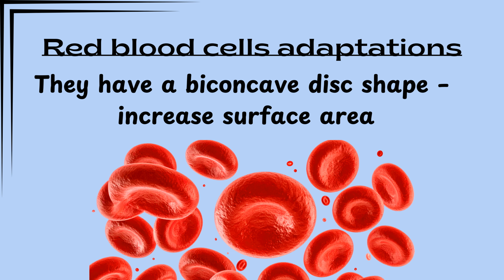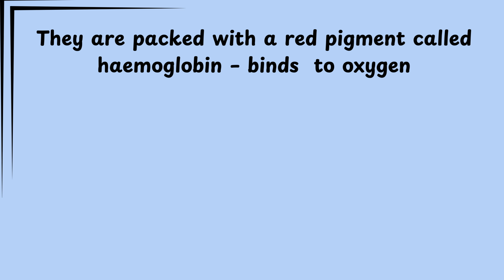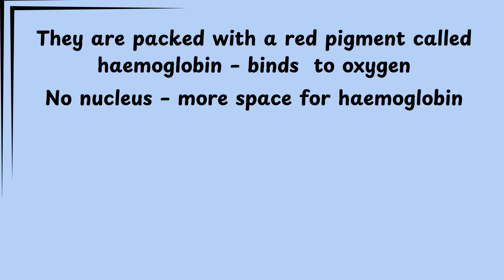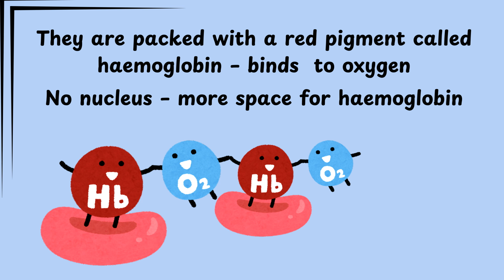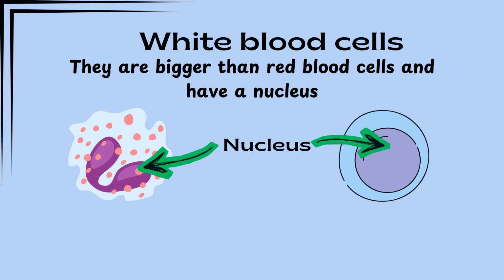They have a biconcave disc shape which increases surface area. The red blood cell is also packed with a red pigment that is called haemoglobin, and haemoglobin allows for the binding of oxygen. There is also no nucleus inside the red blood cell, and this allows for more space for haemoglobin. The next component is the white blood cell.